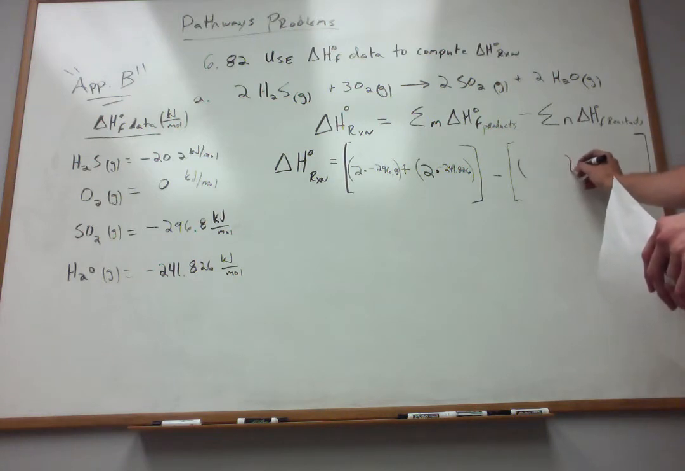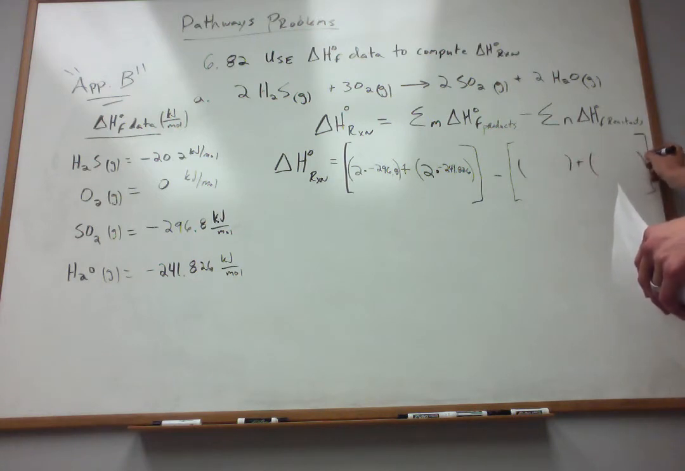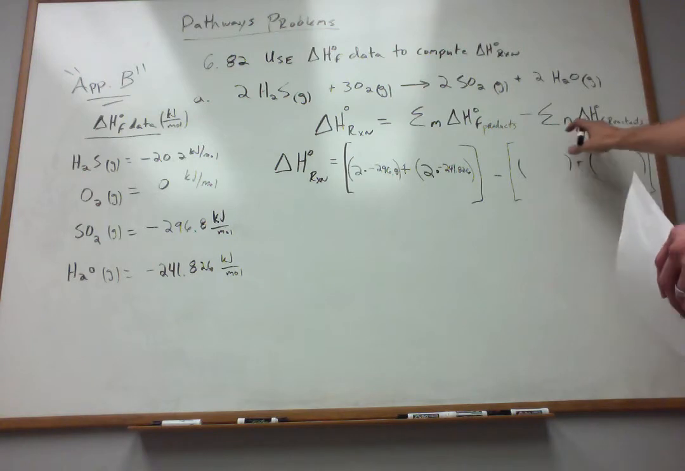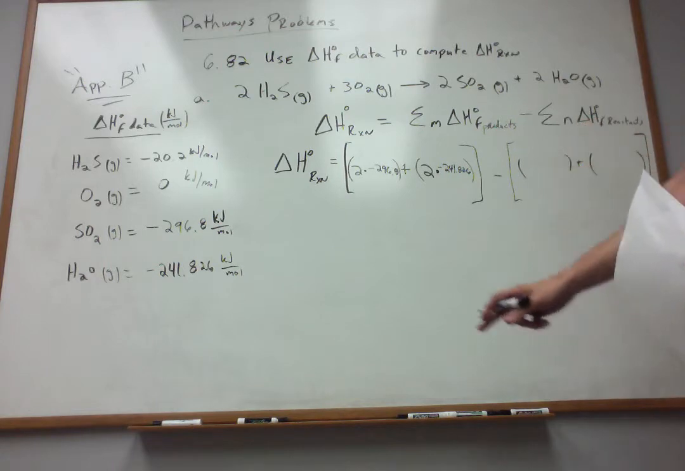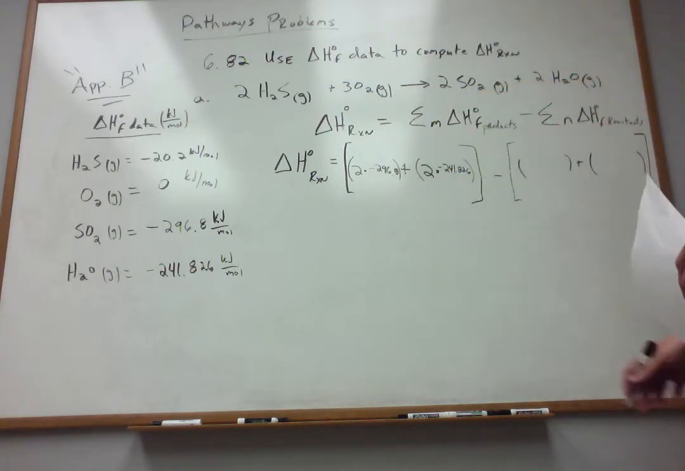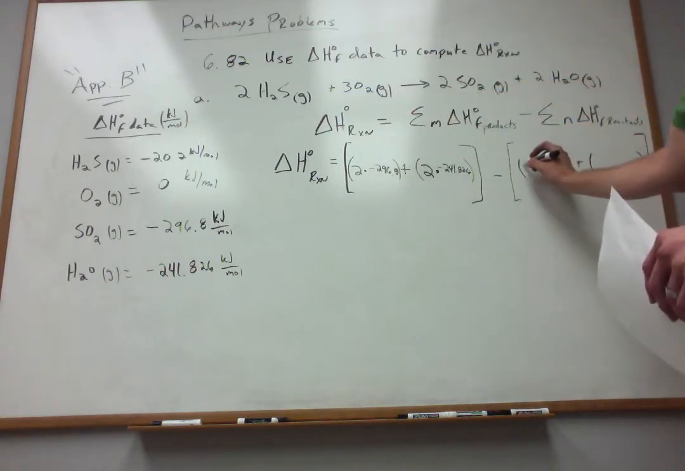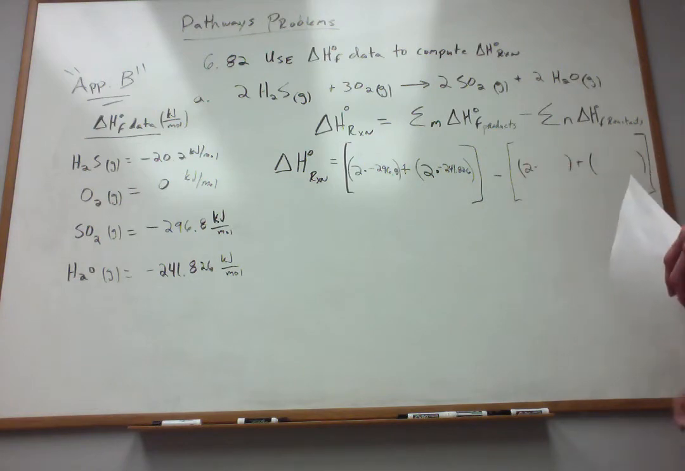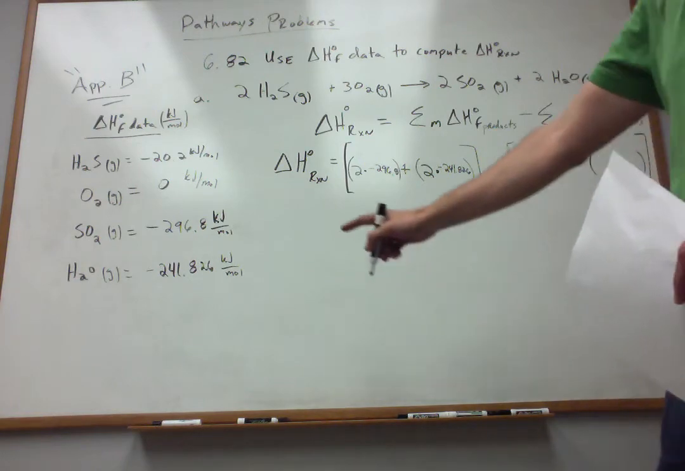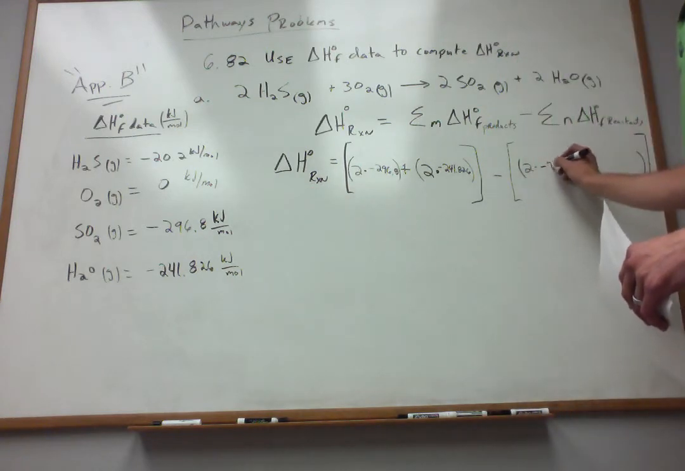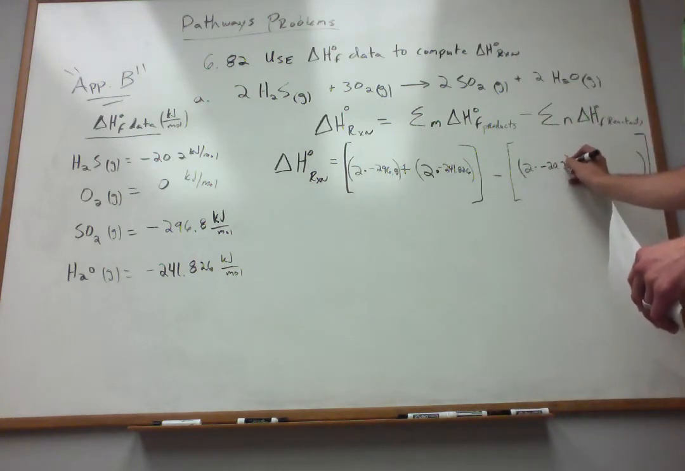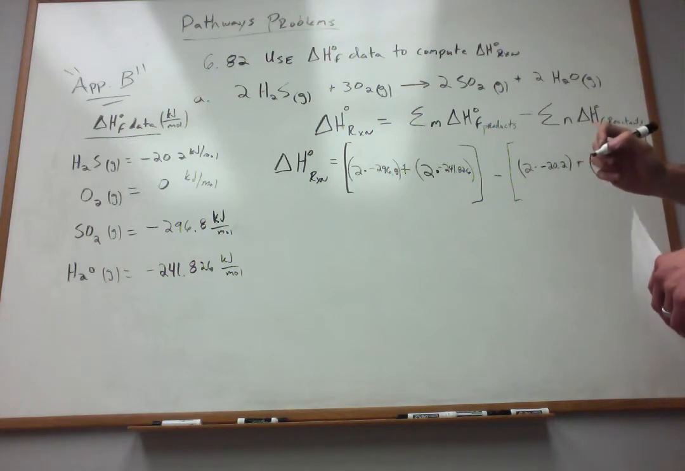Well, it looks like I've got 2 different reactants. I need to add the contributions for both of them together. That's what the summation business tells me. It tells me, again, I need to take my stoichiometric coefficient and multiply it by the value for each one. Okay, so let's start with the H2S. Stoichiometric coefficient's a 2. It's H2S gas, and the value in kilojoules per mole is negative 20.2. That's associated with the H2S.